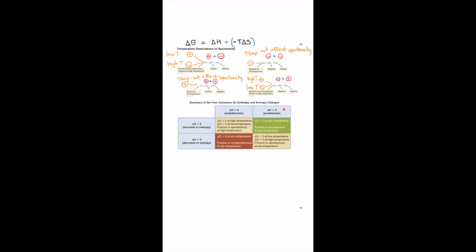And here is the summary of the 4 scenarios that I just mentioned. Let's take a look at example 10. Example 10 is an example of the warm pack reaction. In this case, we are going to determine the sign of entropy change of the system and also enthalpy change of the system. And we will take a look at how the temperature affects spontaneity as well.